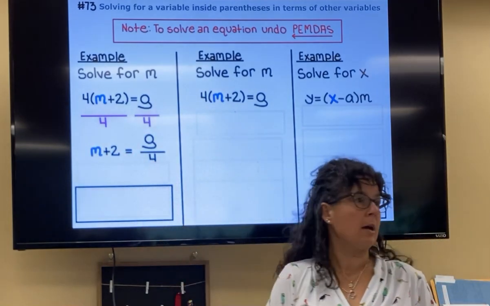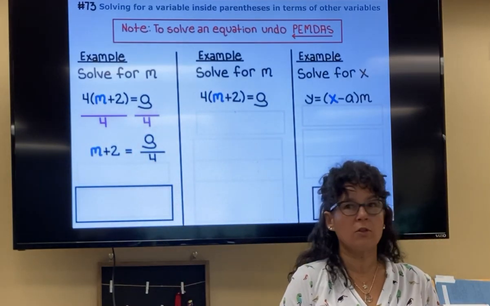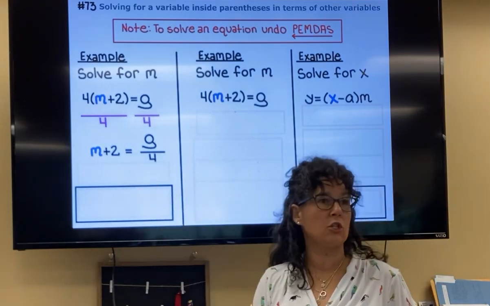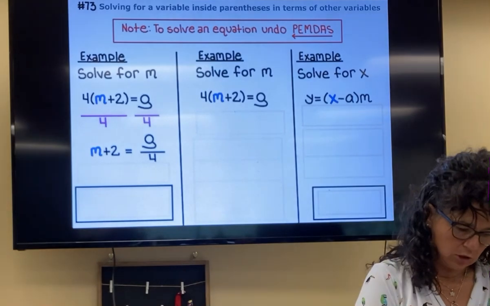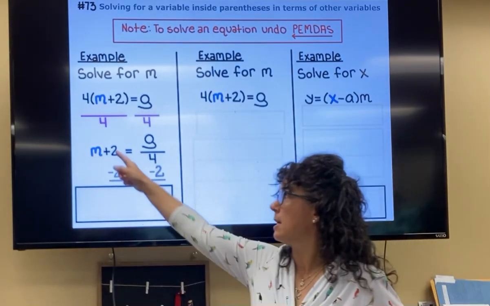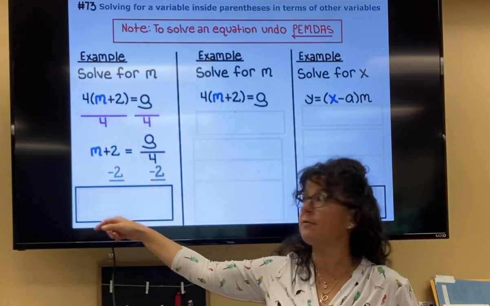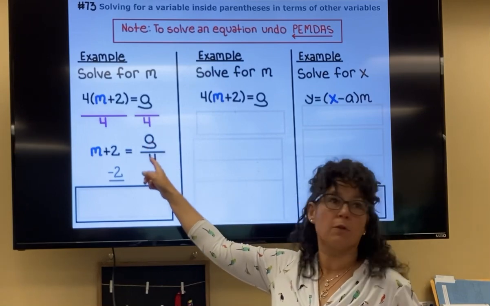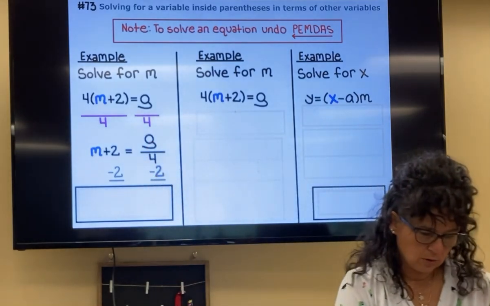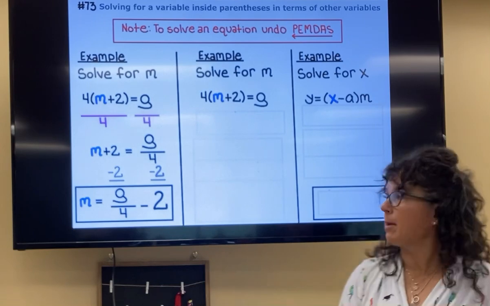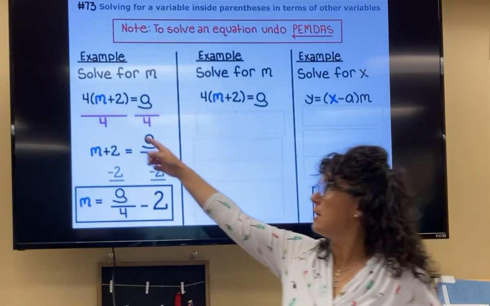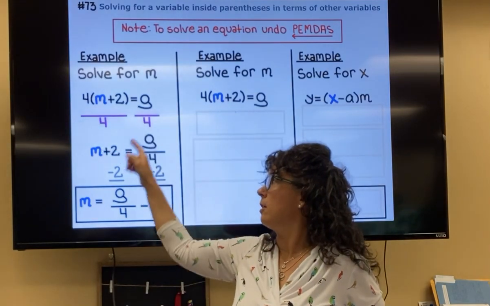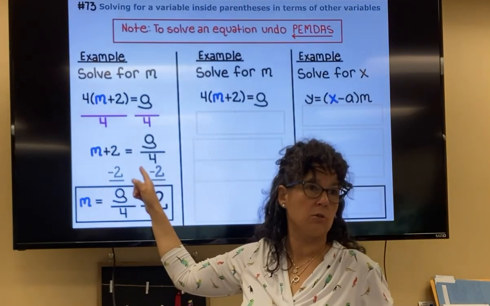That frees up the m plus 2 out of the parentheses. So then all I need to do is get rid of the add 2 by subtracting 2. So if I subtract 2 from both sides, I'm going to have m left on the left, and I have the fraction g over 4 minus 2, and my m is by itself. Okay, so all I did was divide by the 4 and then subtract 2.